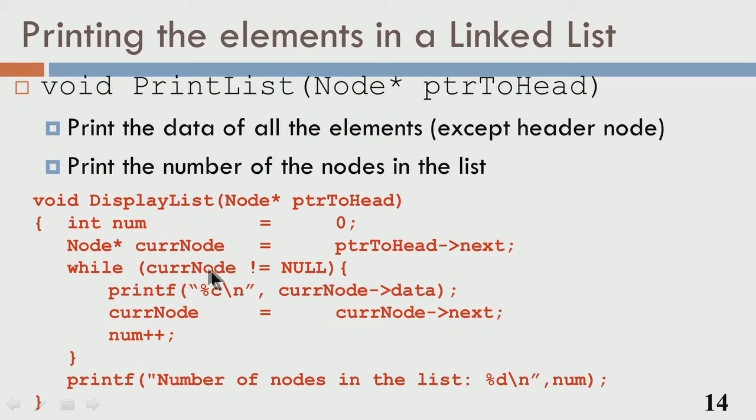So, while current node is not equal to null, you print the contents of the current node, move the current node to the next element, and increment the number of elements. You keep doing this in a loop till you hit current node being null, and finally this prints the number of elements in the list. So, you can clearly see how this notion of a loop takes you from one node to the next node to the next node and so on, and this current node is a pointer which keeps moving along, and current node's data will be the data one after the other.